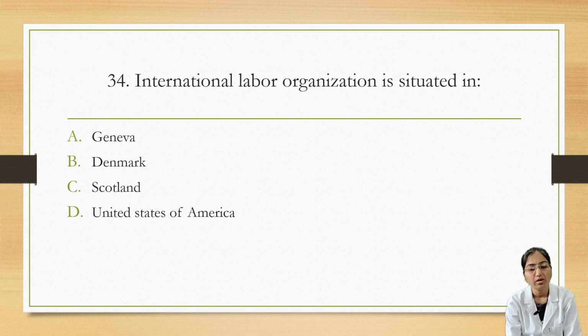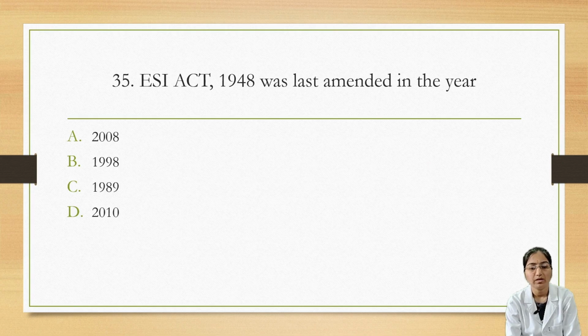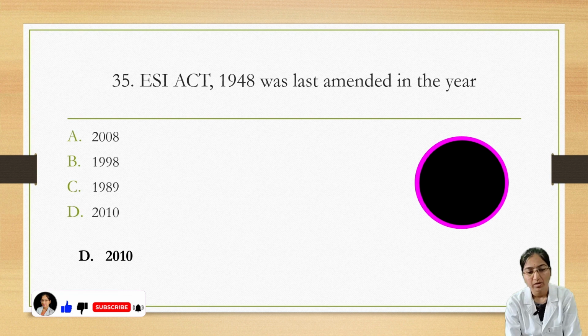Next question, International Labour Organization is situated in. Right option is A, that is Geneva. Next question, ESI Act 1948 was last amended in the year. Options are given. Right option is D, that is 2010.